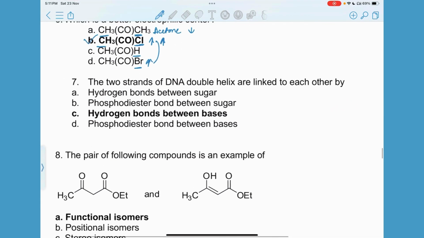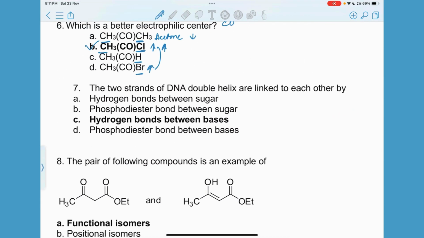Let's come to the seventh question. The two strands of a DNA double helix are linked to each other by, this is common sense, so we know that the bases A is linked to T and G is linked to C, and these are done by the H bonds. So the answer is option C.